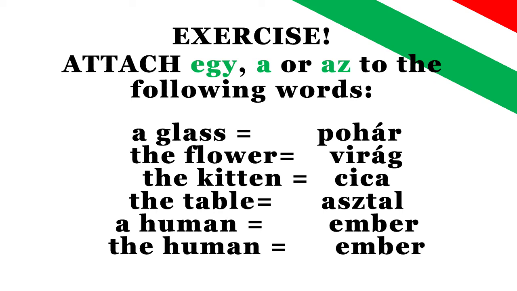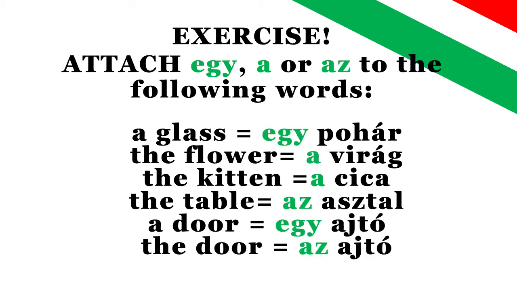You can pause the video and try to find the solution. Now let's see. A glass, egy pohár. The flower, a virág. The kitten, a cica. And here you see that cica starts with a consonant, so we use the definite article a. The table, az asztal. A door, egy ajtó. The door, az ajtó.